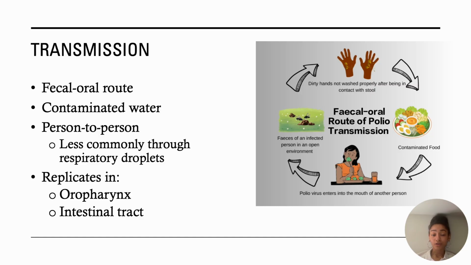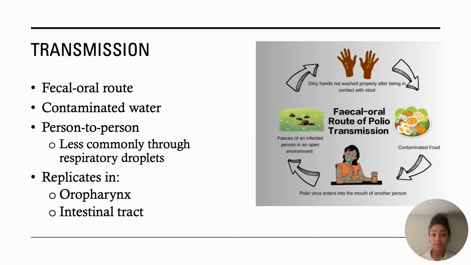These are referred to as fomites, which includes objects or materials that can harbor infectious particles such as shared utensils or improperly sanitized surfaces. But most importantly, poliovirus is not vector-borne. Humans are the only natural reservoir, and there is no insect or animal vector involved in its transmission. It can also spread through close person-to-person contact and, less commonly, through respiratory droplets.